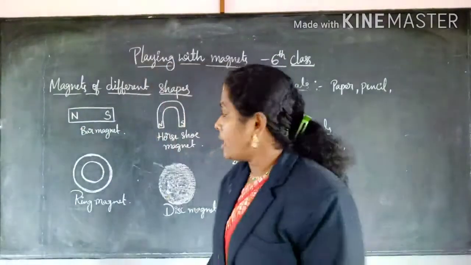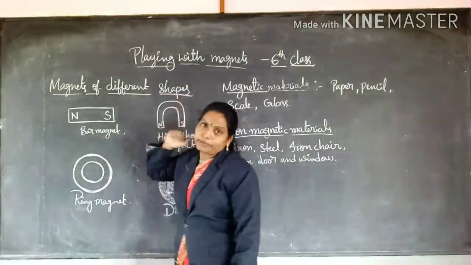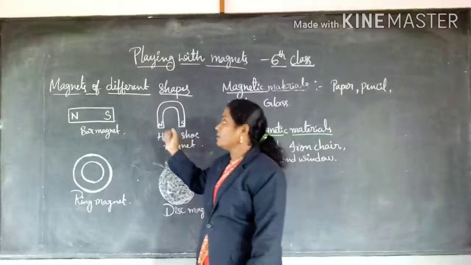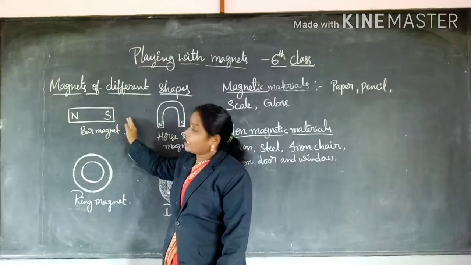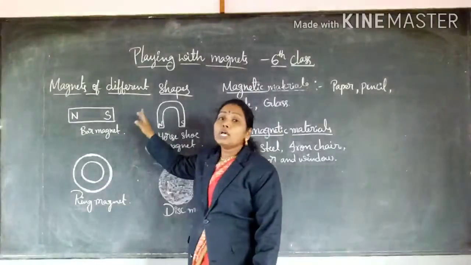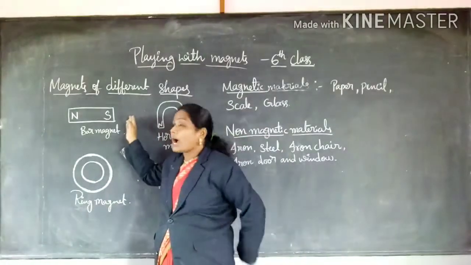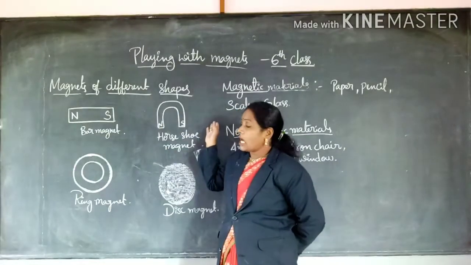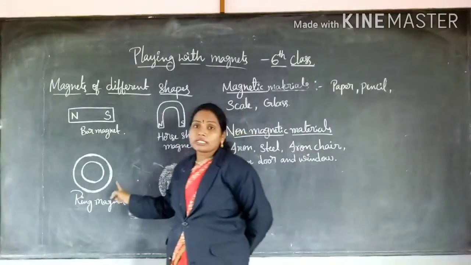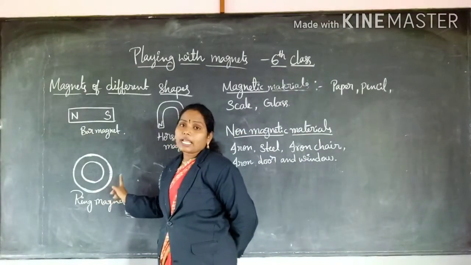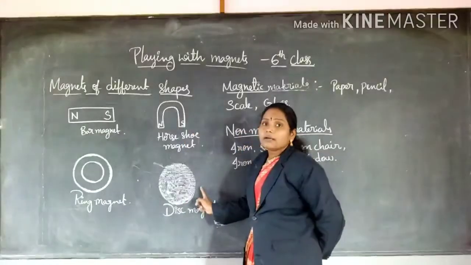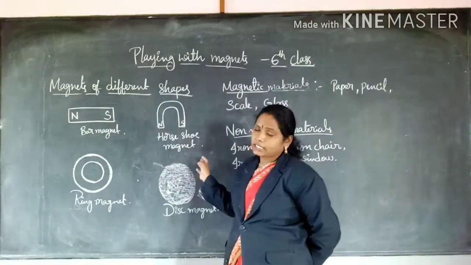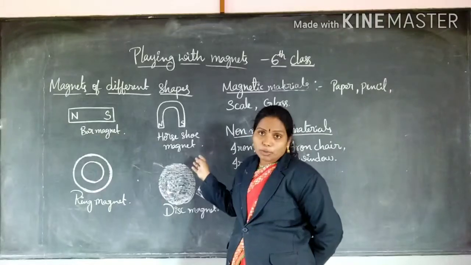Let us see. Here, magnets of different shapes. Different shapes of magnets are there. What are they? First one is the bar magnet. Next one is the horseshoe magnet. Next one is the ring magnet. Next one is the disc magnet. These are the 4 types of magnets that are given in your textbook.